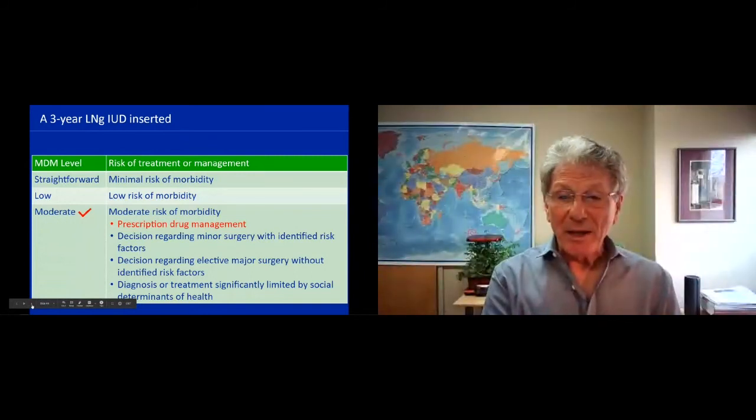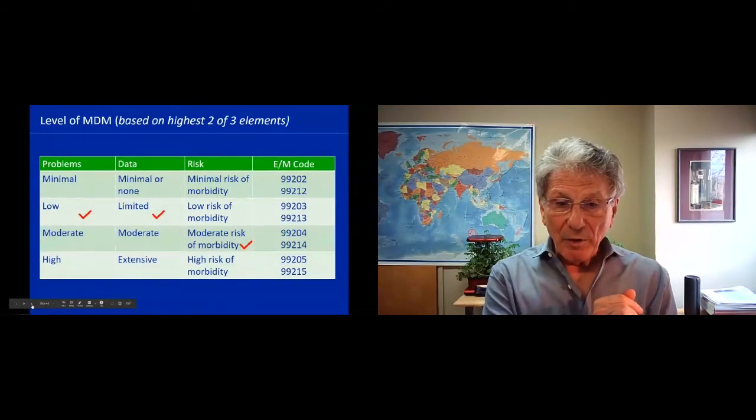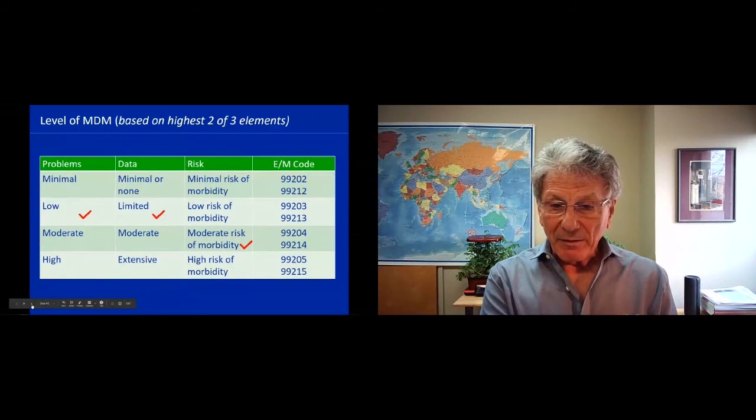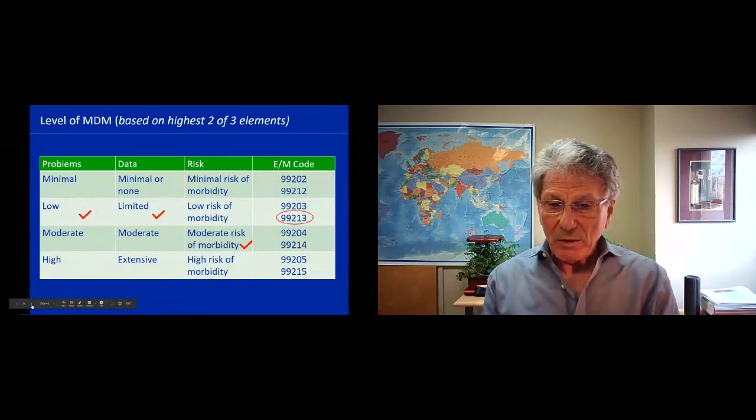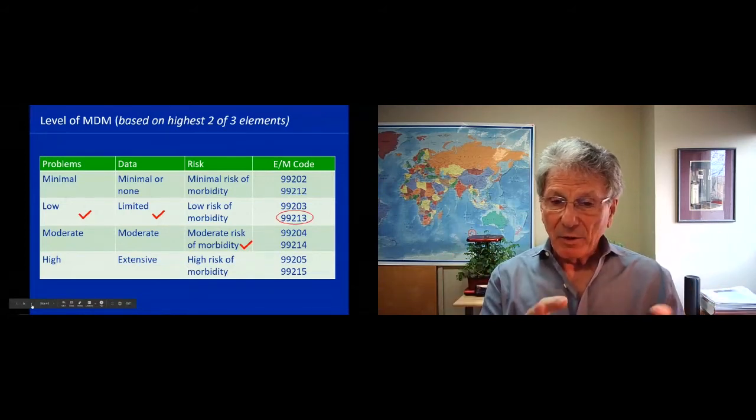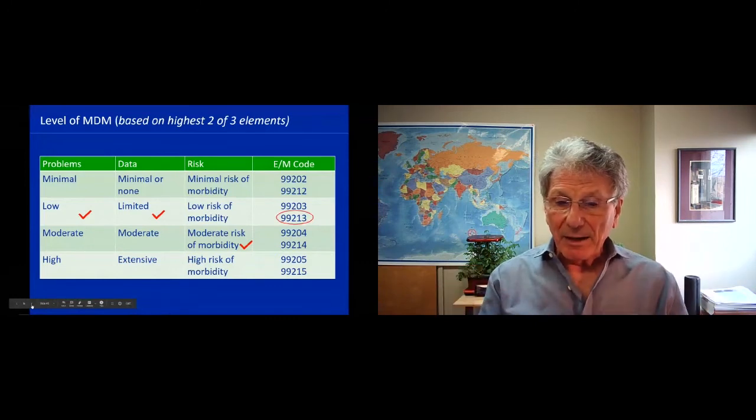Okay, so we drop them into the table that I showed you earlier. It's a low number of problems, a limited amount of data, a moderate risk of morbidity. So you can only use the highest of 2 out of 3. That makes it, for an established patient, a 99213. So it turns out that whether we use total time or medical decision-making for the part of the visit that wasn't the IUD insertion, it came out as a 99213.